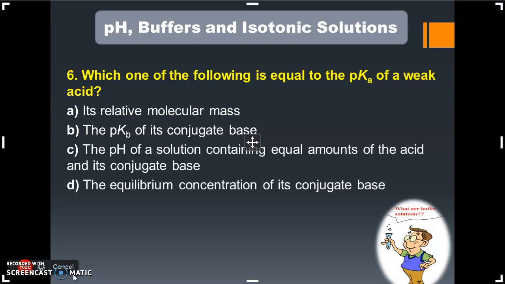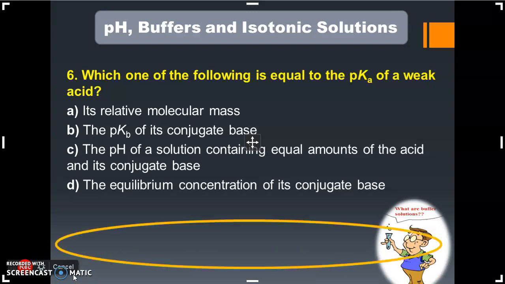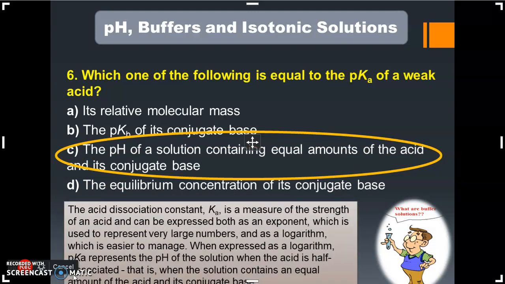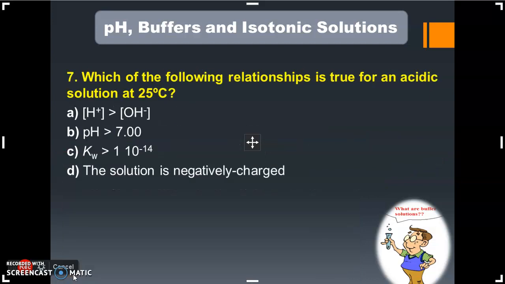As we know, the answer is the pH of the solution containing equal amounts of acid as well as its conjugate base. Because the acid dissociation constant, Ka, is a measurement of the strength of the acid and can be expressed as an exponent, which is used to represent a very large number, or as a logarithm, which is easier to manage. So when expressed in logarithmic form, pKa represents the pH of the solution when the acid is half dissociated, that is, when the solution contains equal amounts of acid and its conjugate base.